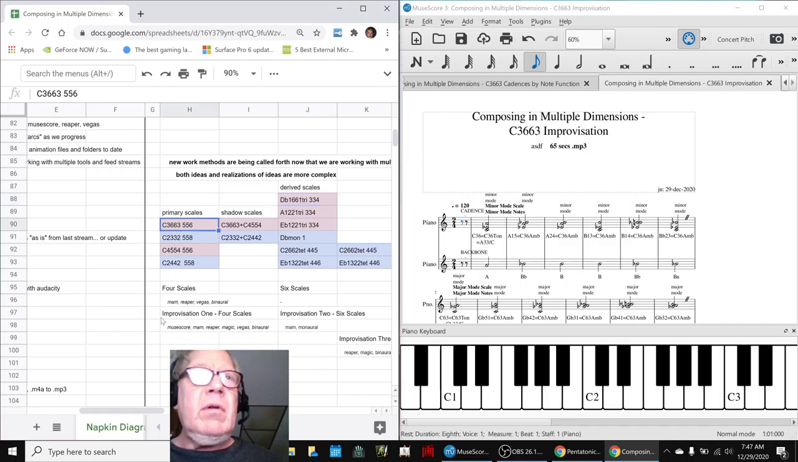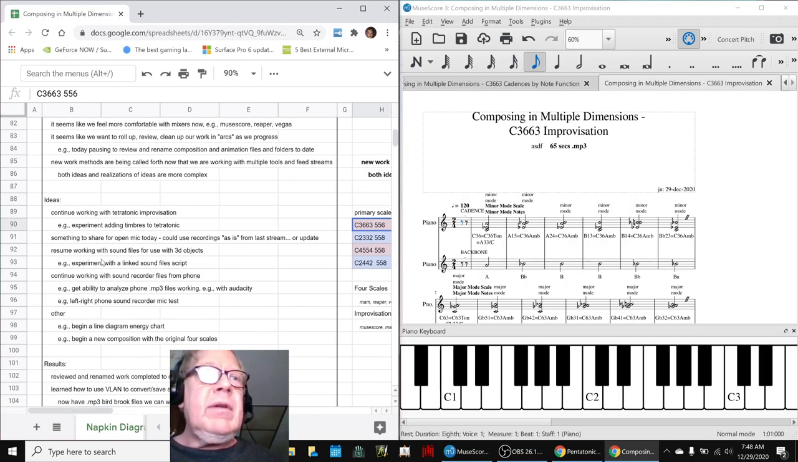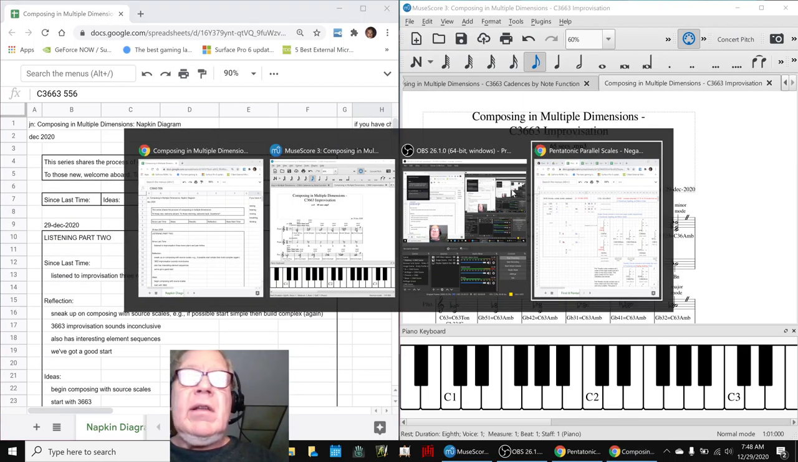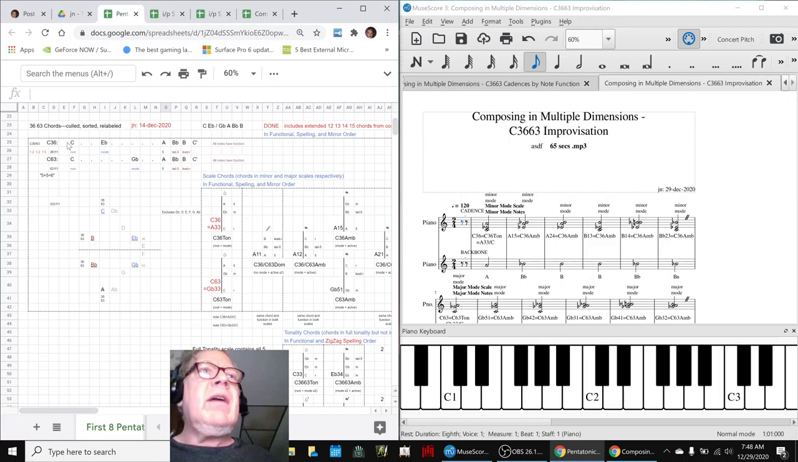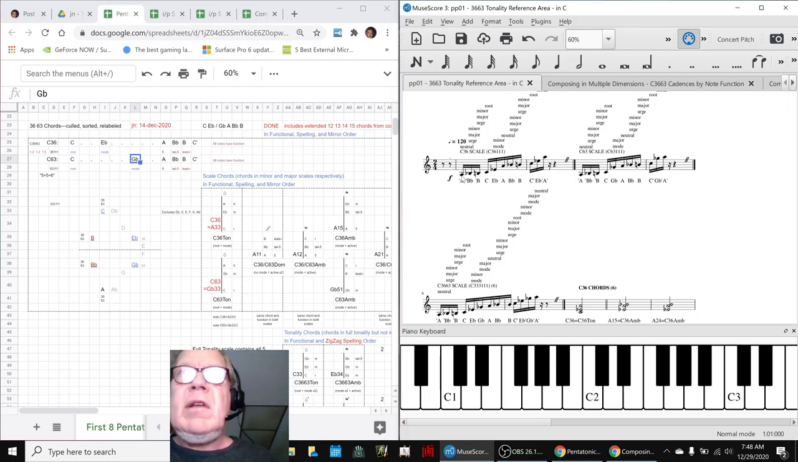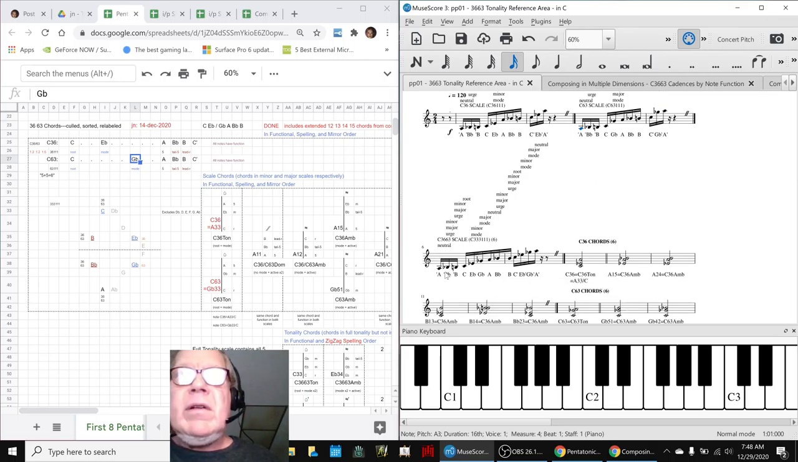Now we're going to go back and focus on one scale at a time, 3663. So we reminded ourselves what that scale is from this reference sheet over here, the 3663. It's a five-note pentatonic scale with a minor and a major, and when you add them up, you get six notes, and they share the urge notes, and they have separate modes. So we took all of these chords here and put them into the tonality reference area. This is what the scales sound like. That's the major, and that's the full.